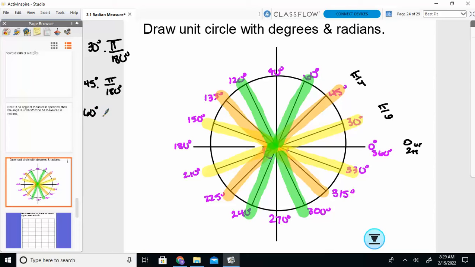And then 60. So 60 times pi over 180. I think you're ahead of me. 60 over 180 is 1/3, so this would be pi over 3. And 90 times pi over 180 is pi over 2. Does everyone understand how I got those radian measures?